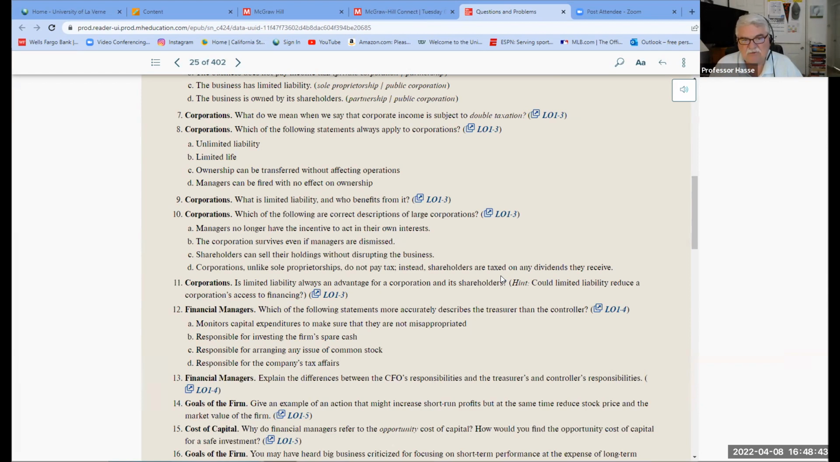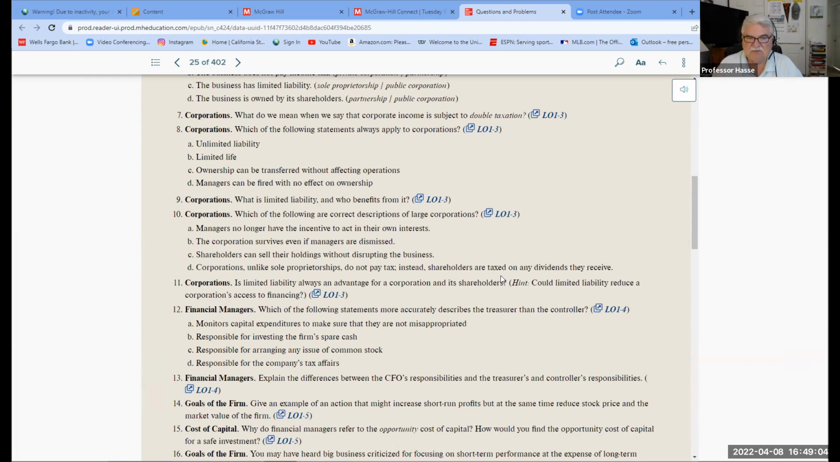A, managers no longer have the incentive to act in their own interest. I don't think so. B, the corporation survives even if managers are fired, dismissed. That's correct. That is a correct description of a large corporation. Corporation survives even though management leaves.